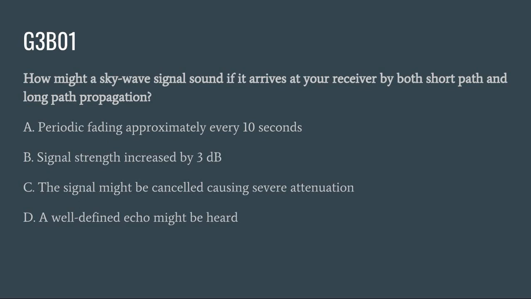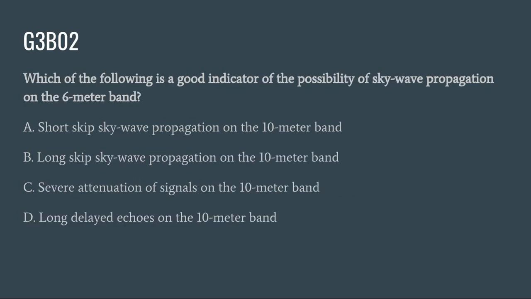First question, G3B01, how might a sky-wave signal sound if it arrives at your receiver by both short path and long path propagation? A. Periodic fading approximately every 10 seconds. B. Signal strength increased by 3 dB. C. The signal might be cancelled, causing severe attenuation. Or D. A well-defined echo might be heard. The correct answer is D. A well-defined echo might be heard.